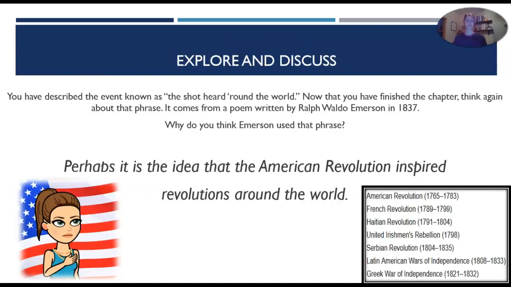So we've come to the explore and discuss section, which is at the very end. We've described the event known as the shot heard around the world. Now that you've finished the chapter, now that you've finished your reading, really think about that phrase. It comes from the poem written by Ralph Waldo Emerson in 1837. Why do you think Emerson used that phrase? I'm just going to pose this idea to you, but you may have a different thought. Perhaps it's the idea that the American Revolution inspired revolutions around the world.